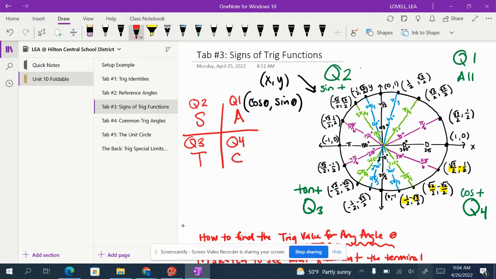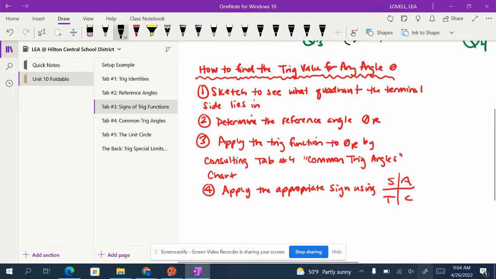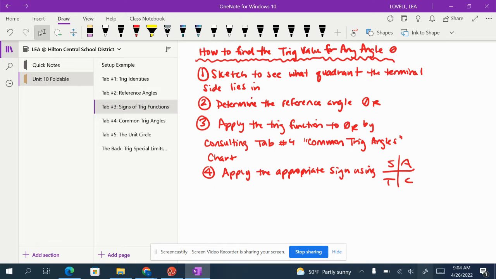And we have this mnemonic device, All Students Take Calc. That helps us remember that in the first quadrant, all are positive, in the second, sine is positive, in the third, tangent is positive, and in the fourth, cosine is positive. So you do All Students Take Calc, and that helps you fill out that little mnemonic device. And we could use this to find the trig value for any angle theta.